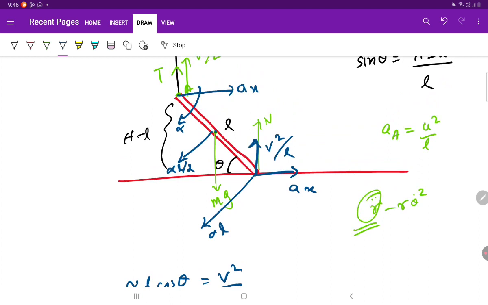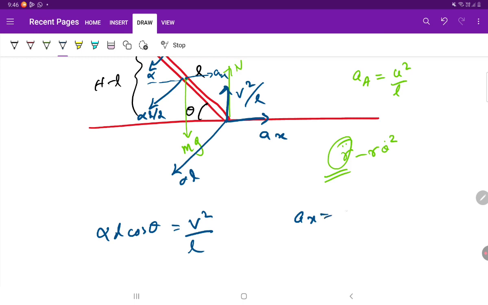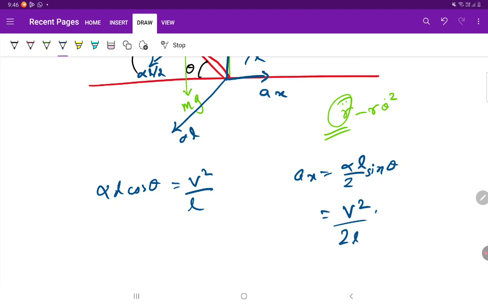And the center of mass acceleration along the x-axis is 0. Hence I can say that Ax is equal to alpha L by 2 sin theta, right? So you get two important equations. Now alpha L can be written as v square by L, so you can write it as v square by 2L tan theta.